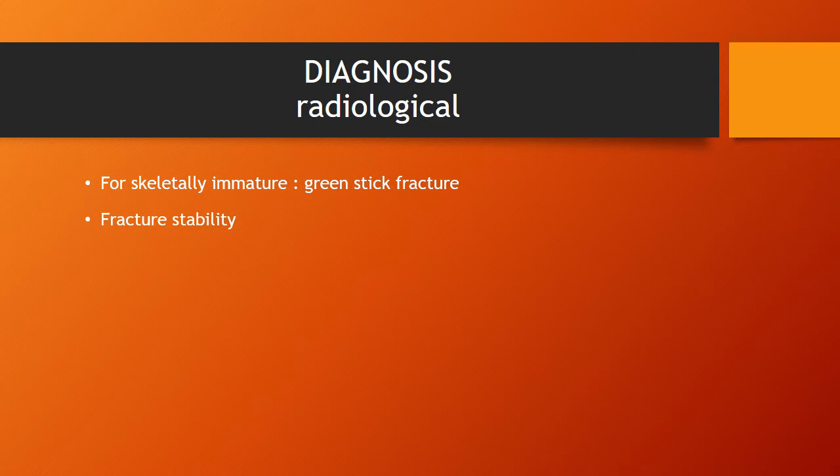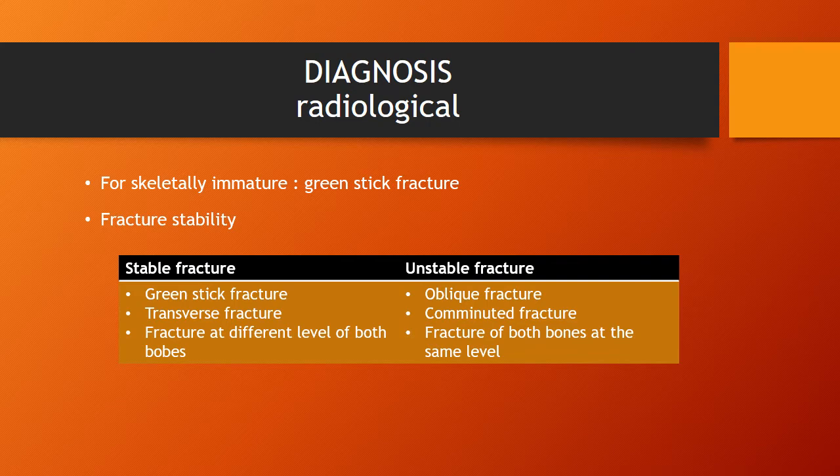According to fracture stability, a stable fracture occurs in a greenstick fracture, a transverse fracture, or a fracture at different levels of both bones, while an unstable fracture occurs in an oblique fracture, a comminuted fracture, or a fracture of both bones at the same level. So fractures of both bones at the same level will result in an unstable fracture, while fractures of both bones at different levels will be more stable.